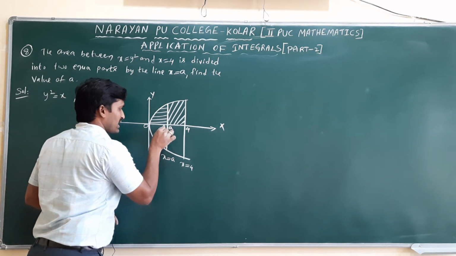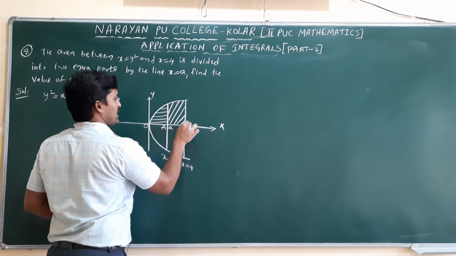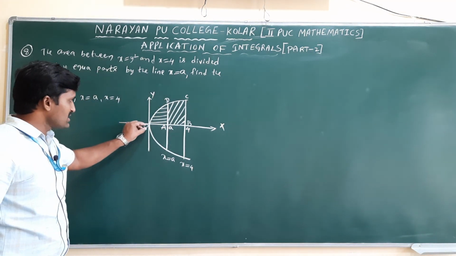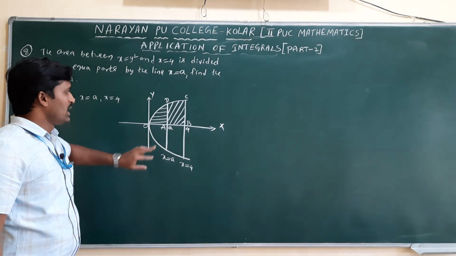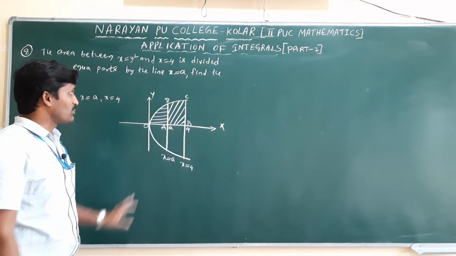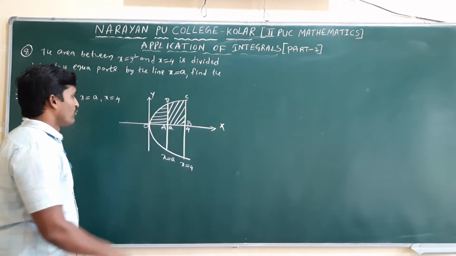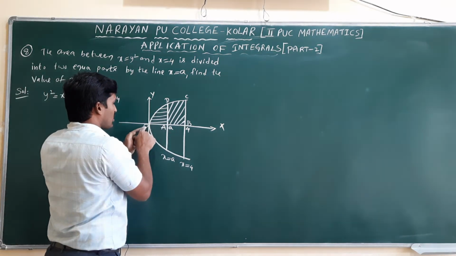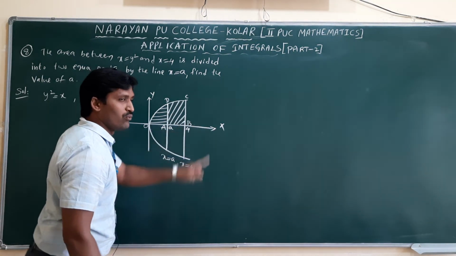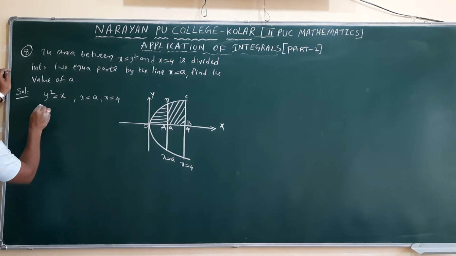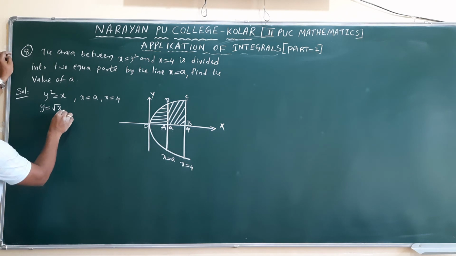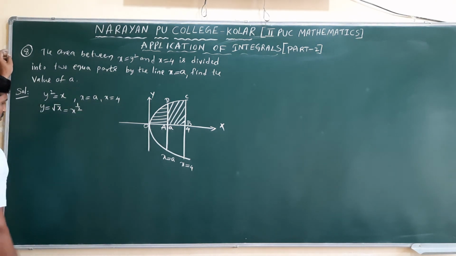O, capital A, capital B, C, D. That means the area of region OADO equal to the area of region ABCDA. Both are equal is the given statement. Then we need to find A value. For OADO limits is what? From 0 to A. For region ABCDA limits is what? From A to 4. Find the curve in terms of x. Y is equal to root x. Root x means we can take x power 1 by 2 directly here only.